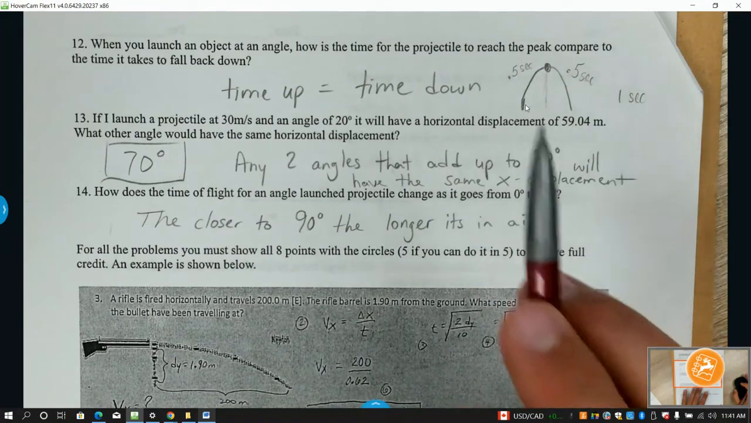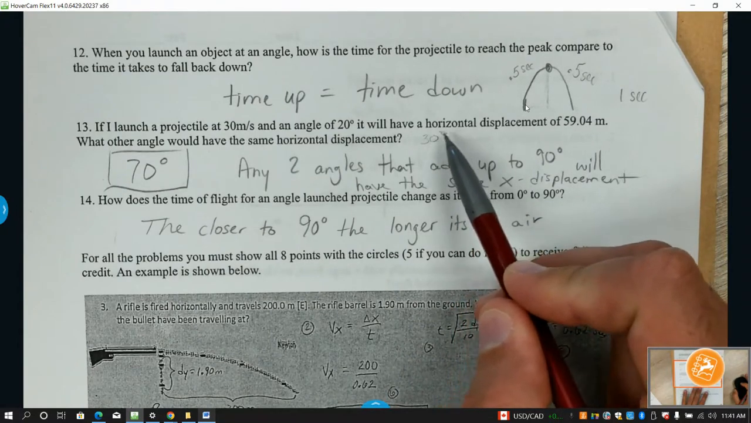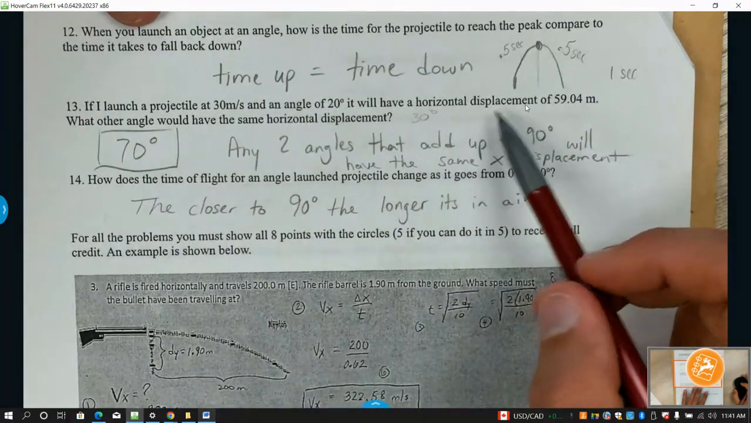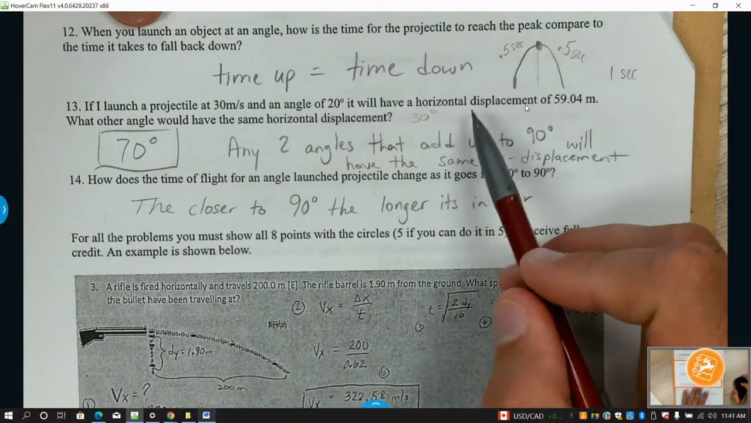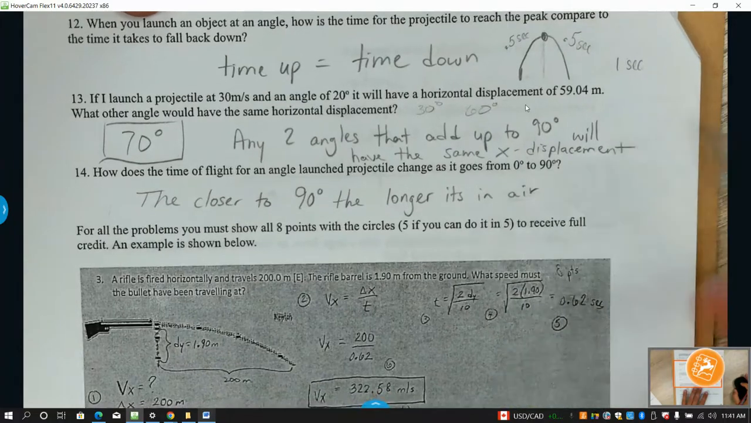So if you were asked, if something is launched at 30 degrees instead, what other angle is going to give you that same horizontal displacement? It would have to be 60. Why? Add them up, they give us 90.